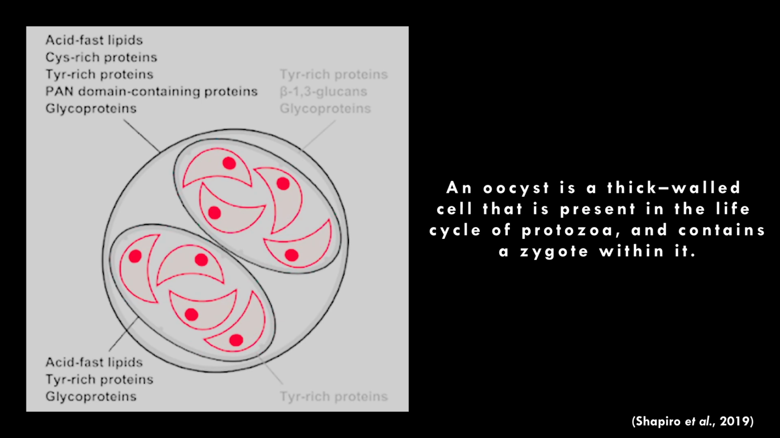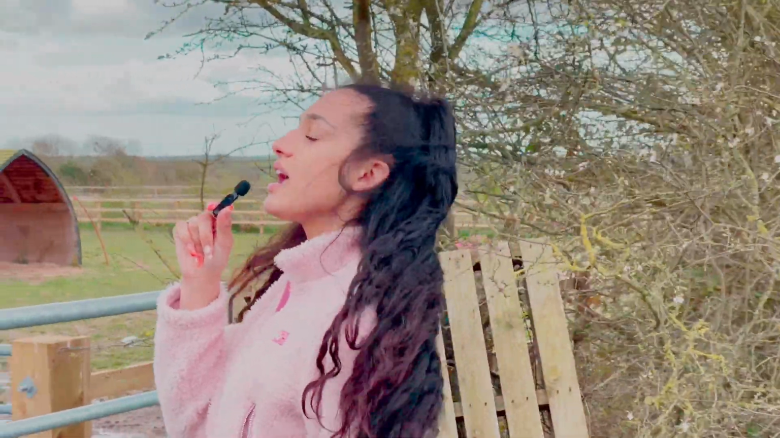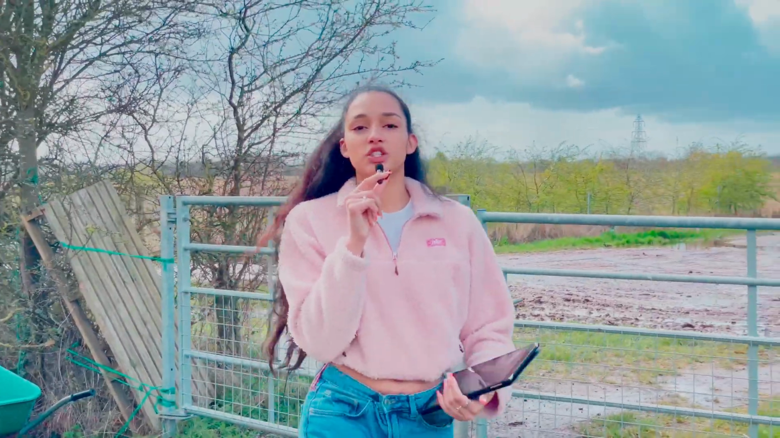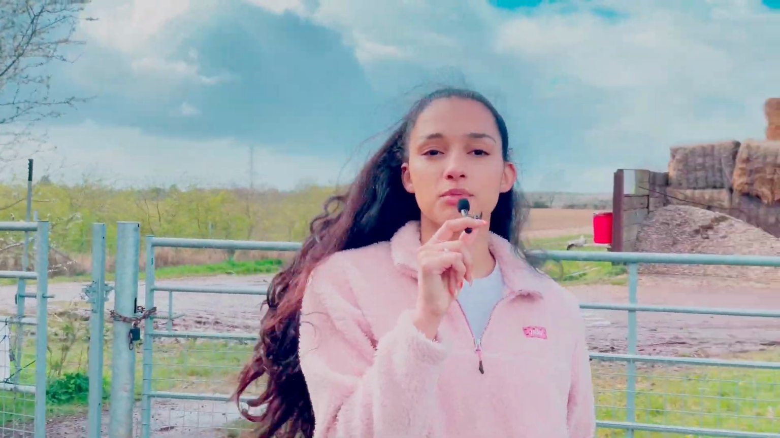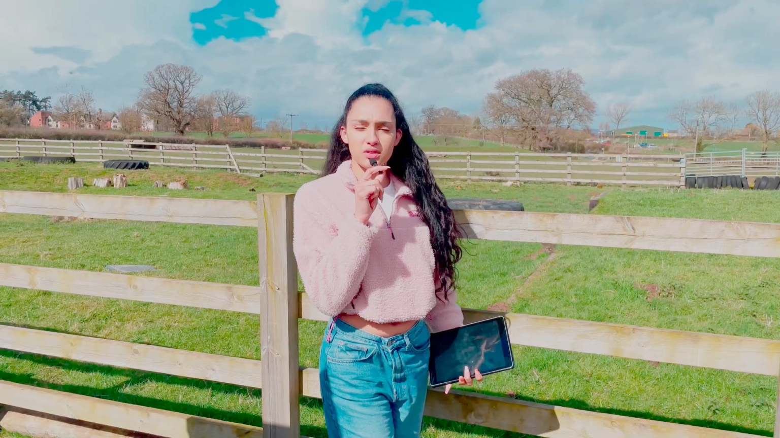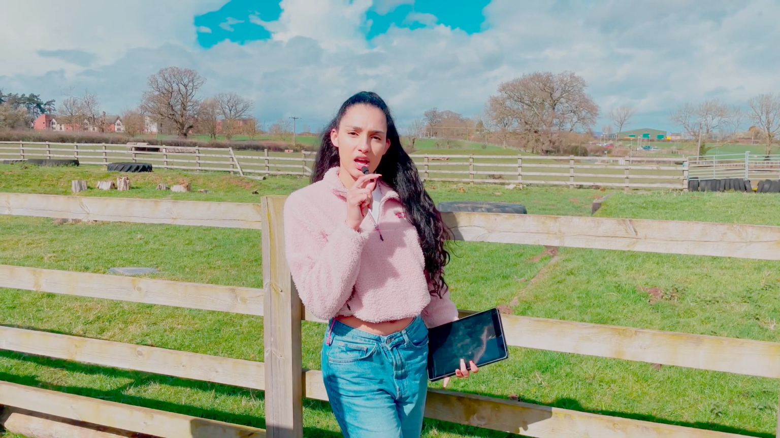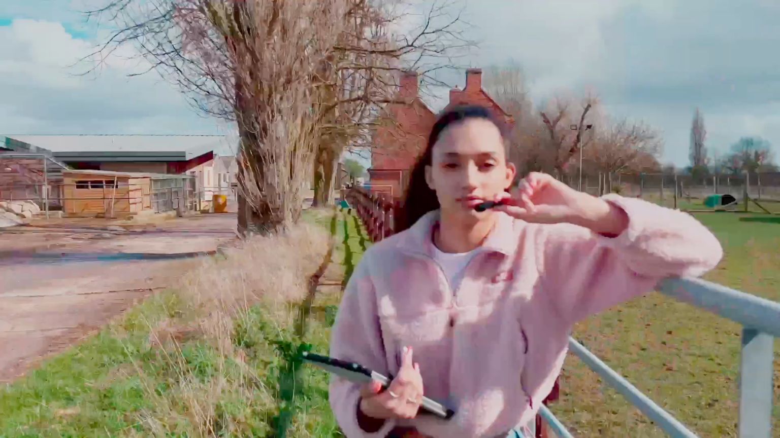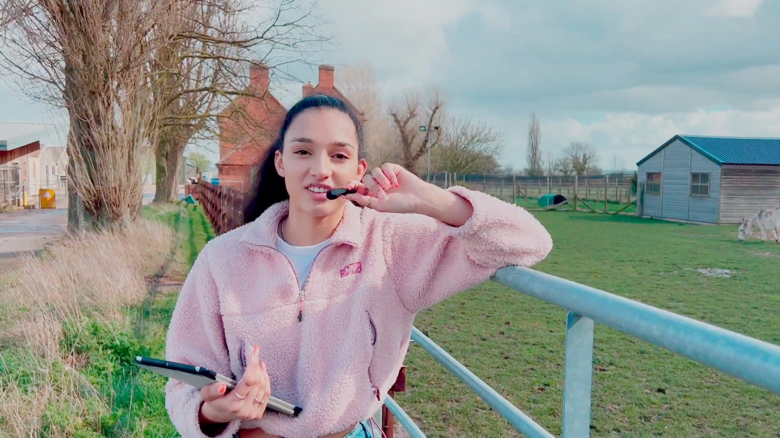We now know that Toxoplasma sexually reproduces intracellularly in the feline intestinal tract. It can be transmitted via the ingestion of oocysts or the consumption of meat containing cysts. Most infections are benign and asymptomatic, but can be disease-causing in immunocompromised hosts. Now let's talk about the life cycle.